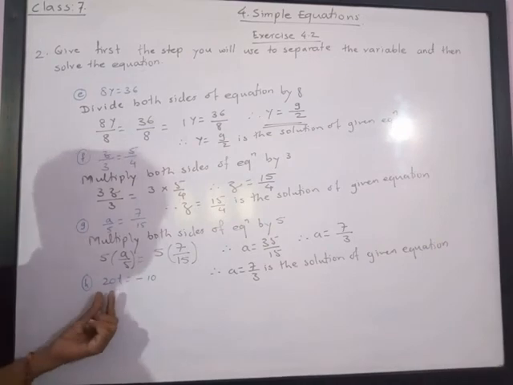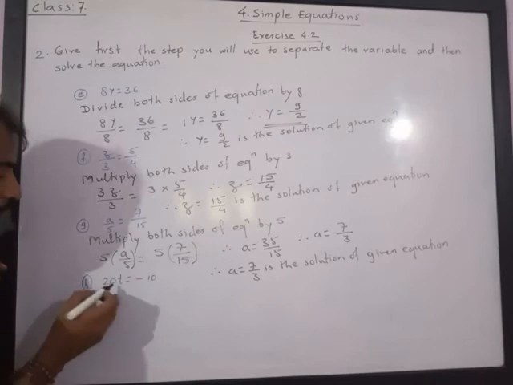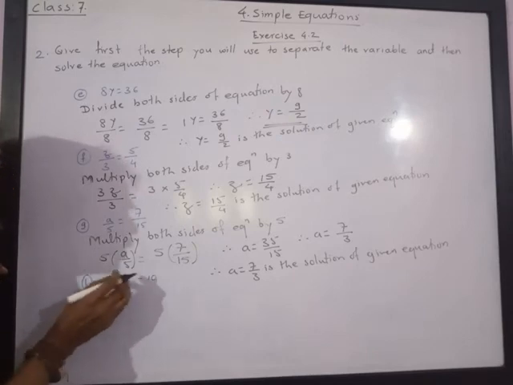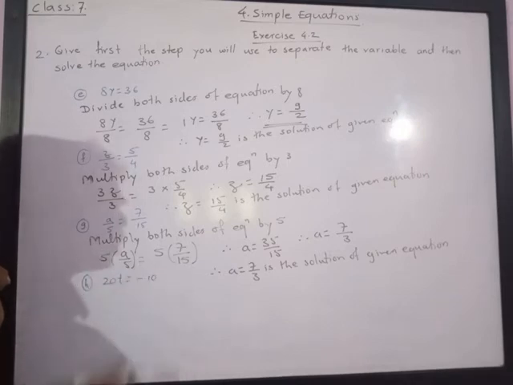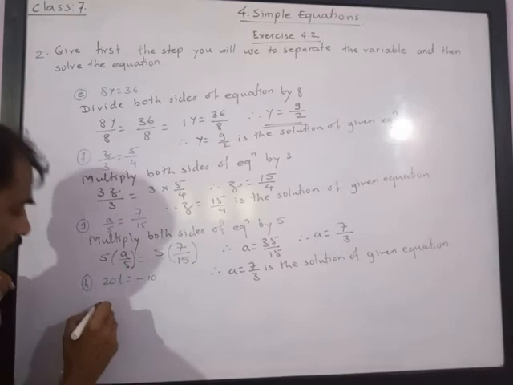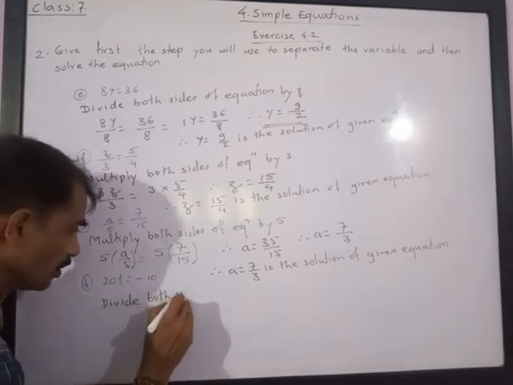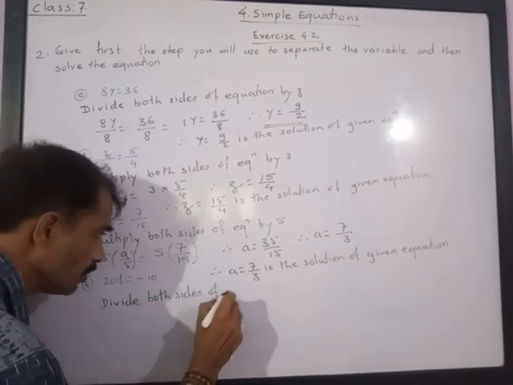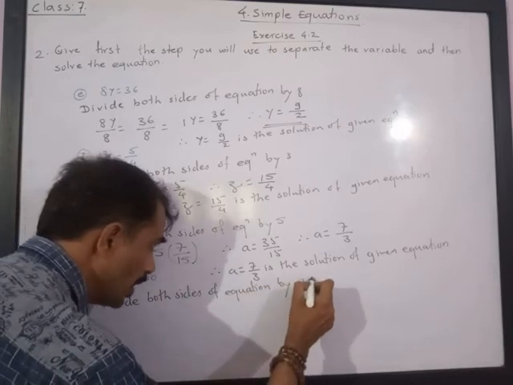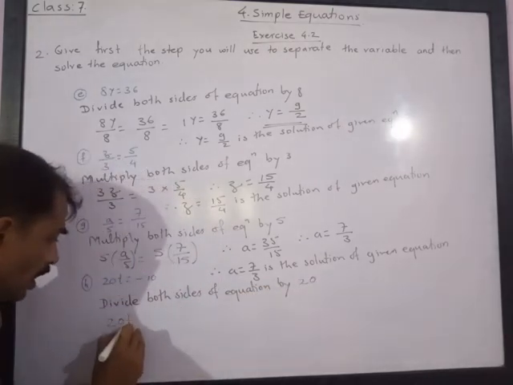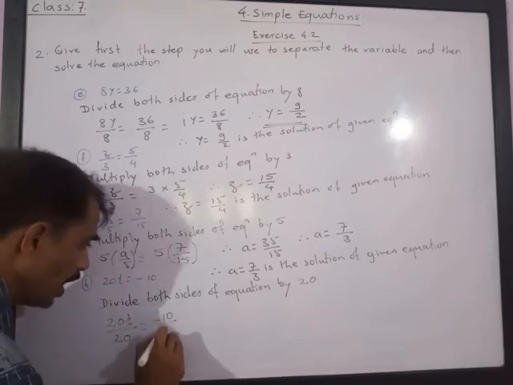Next and last sub question is 20t is equal to negative 10. So here, in order to eliminate 20, please note 20 is multiplied to t. So to eliminate 20, we divide both sides of the equation by 20. So you will get 20t divided by 20 is equal to negative 10 divided by 20.